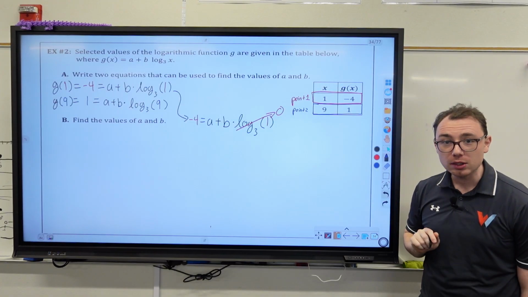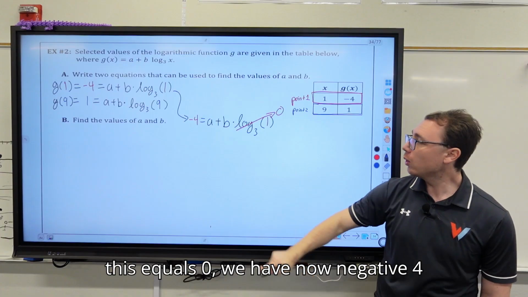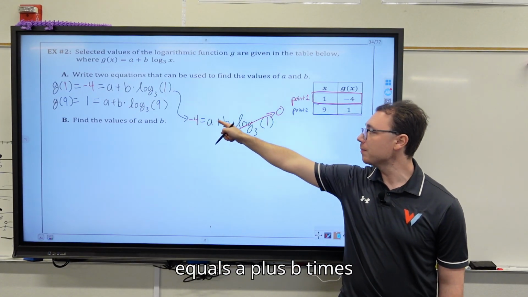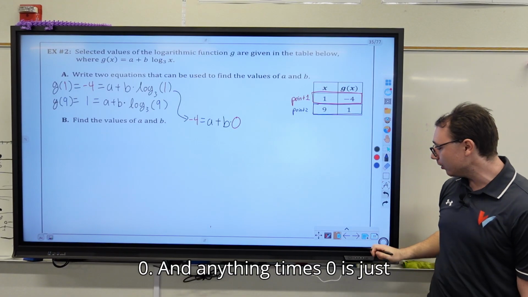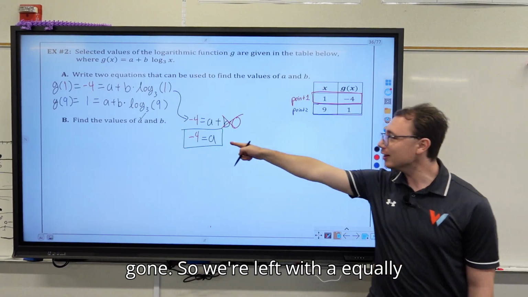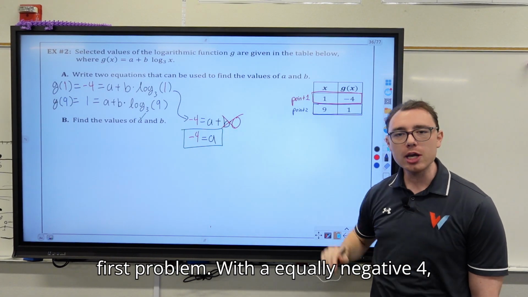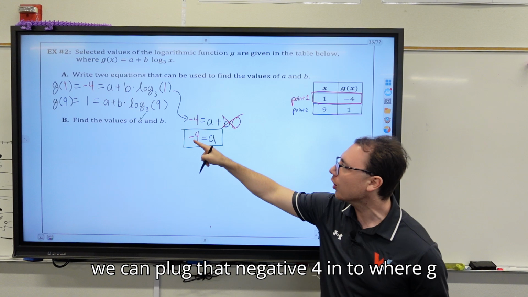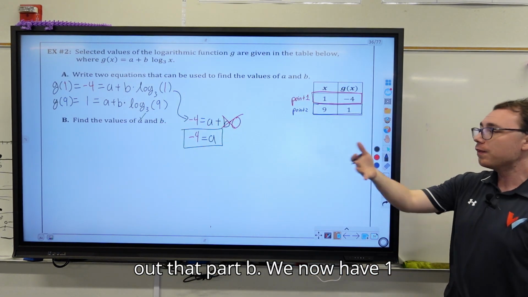That there equals 0 for us, and we know that since this equals 0, we have now -4 equals a plus b times 0. And anything times 0 is just gone. So we're left with a equaling -4. Way easier solved than the first problem. With a equaling -4, we can plug that -4 in to where g of x for that blue function is to solve out that part b.